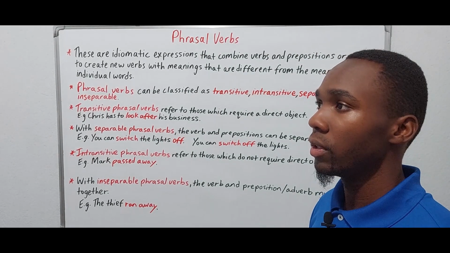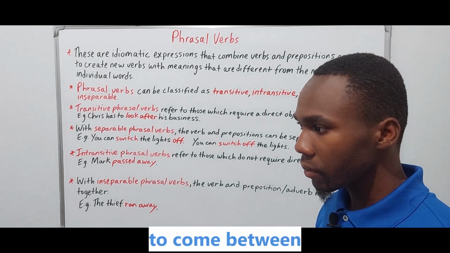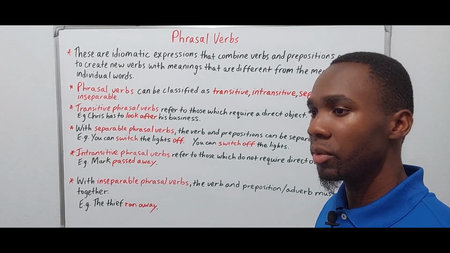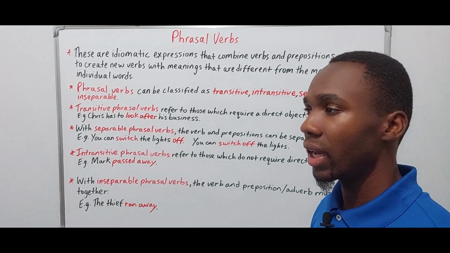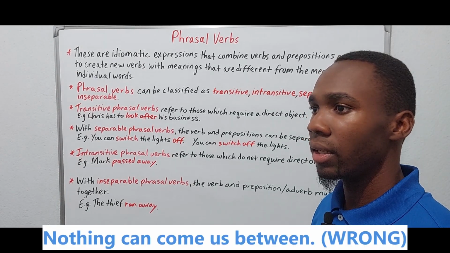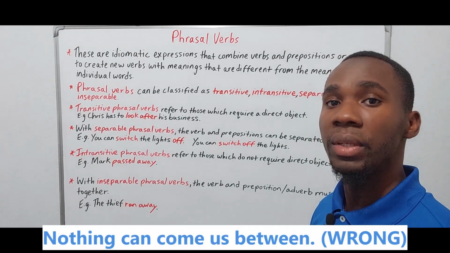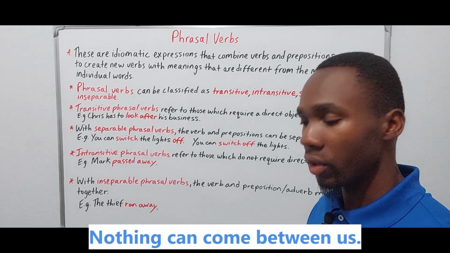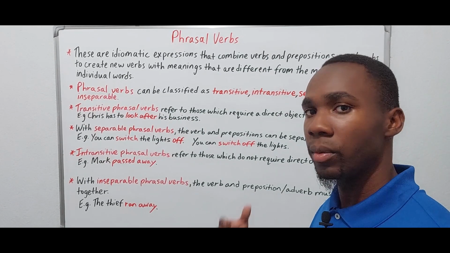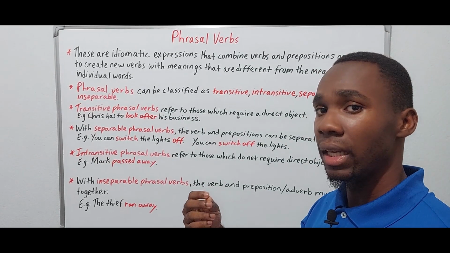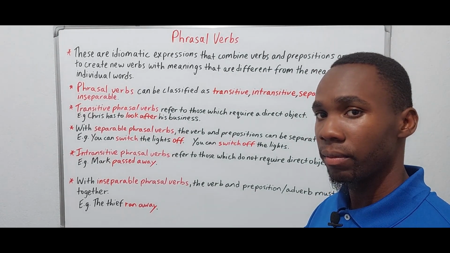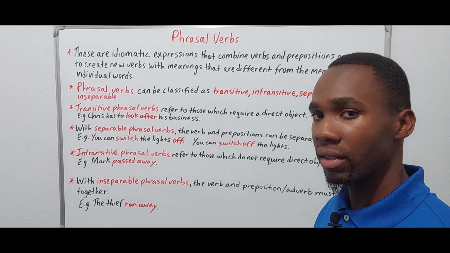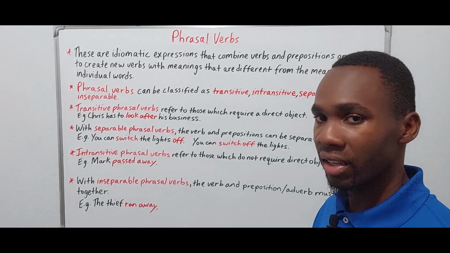Let me give you an example. Come between. Those have to go together. Come and between always have to be together. You can't say nothing can come us between. No, those have to go together. Nothing can come between us. So come between would be an example of an inseparable transitive verb because it needs an object. Therefore, it would be inseparable. So a transitive verb can be separable or inseparable.